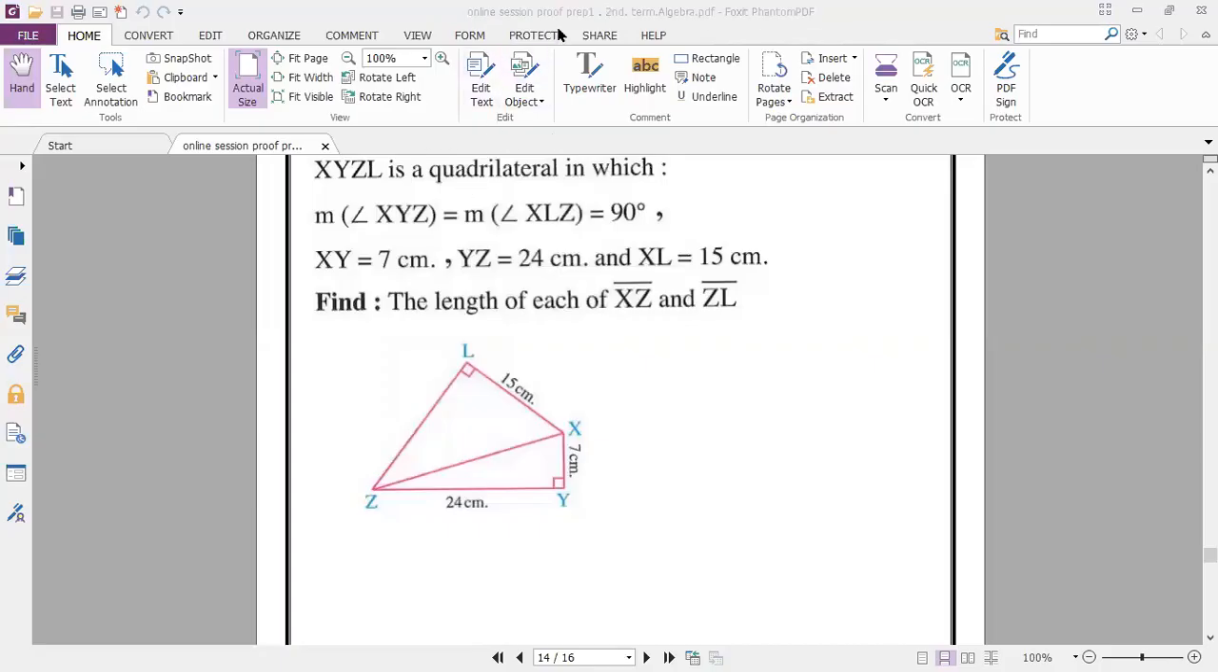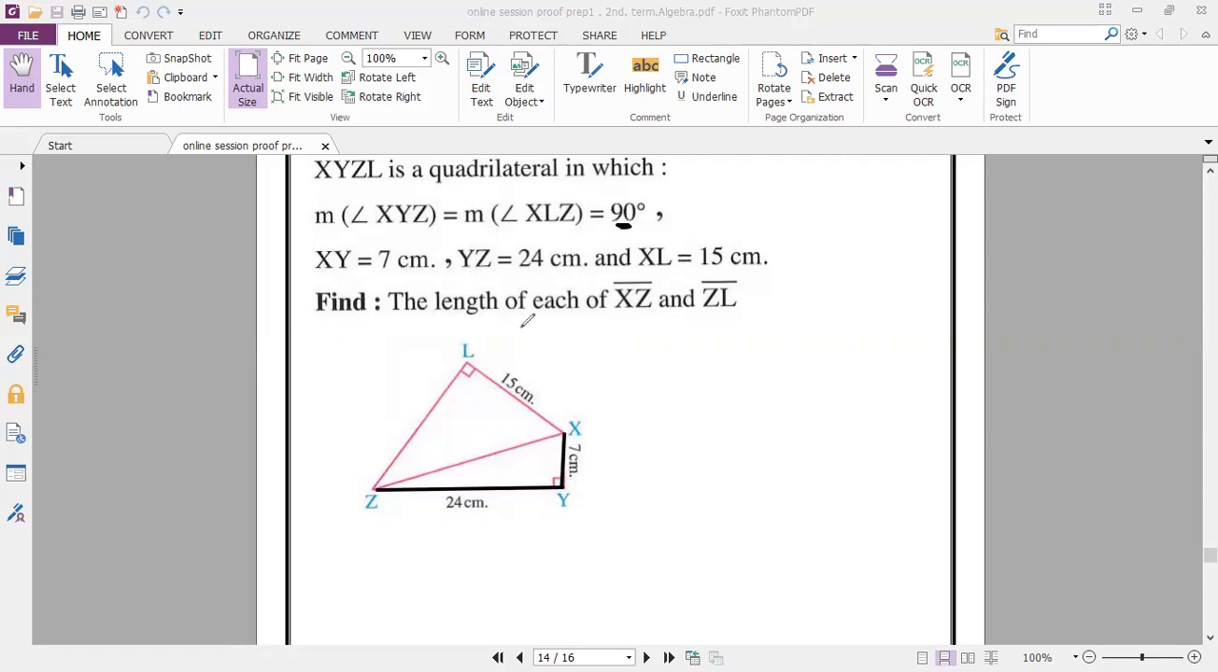XYZL is a quadrilateral in which measure of angle XYZ equals measure of angle XLZ equals 90. We're given the sides here. I want to find the length of each of XZ and ZL. So let's have a look at this triangle. We have a right angle triangle, so we can use Pythagoras.